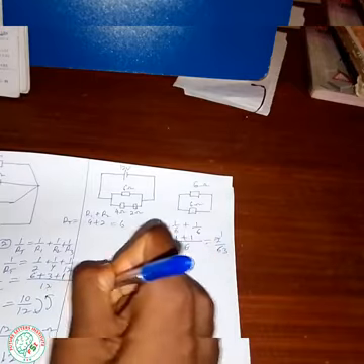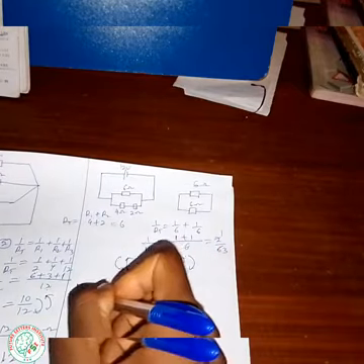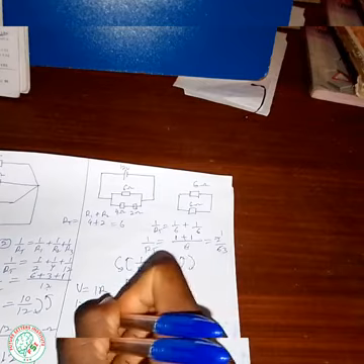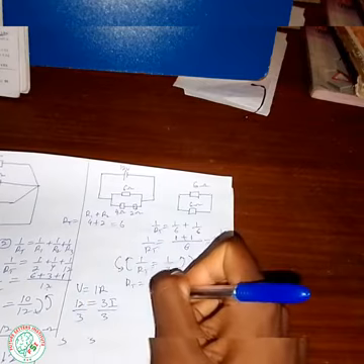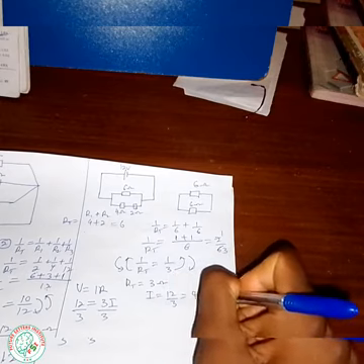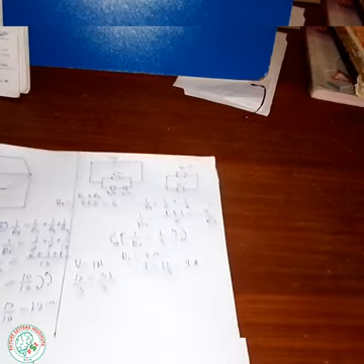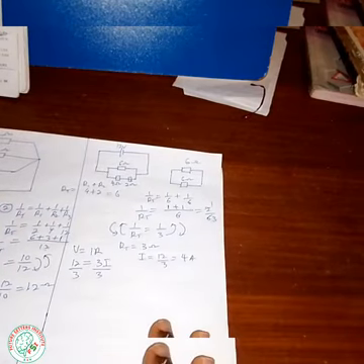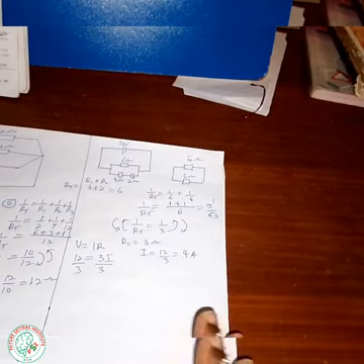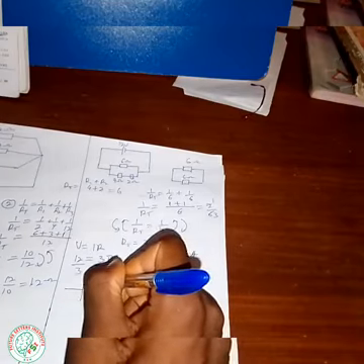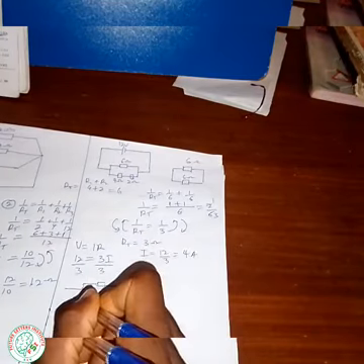Now, remember V equal to IR. So if V equal to IR, we can say 12 is 3I. So we divide by 3, and now we can say I equal to 12 over 3, which is equal to 4A. You understand? So from here, we're able to get 4A. So take note of this.